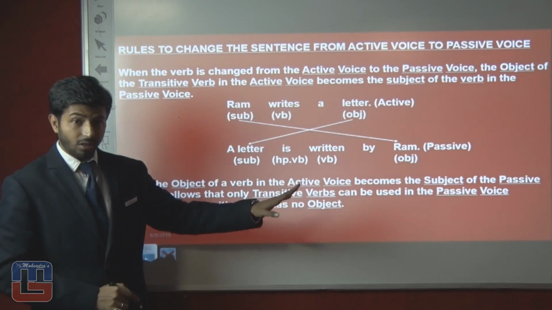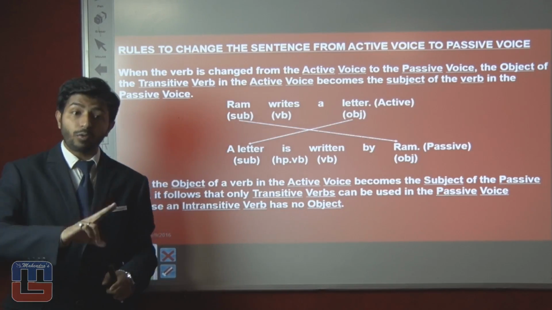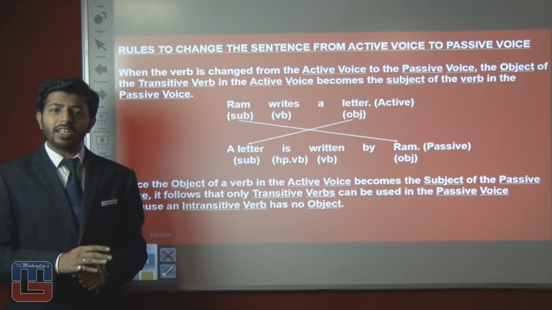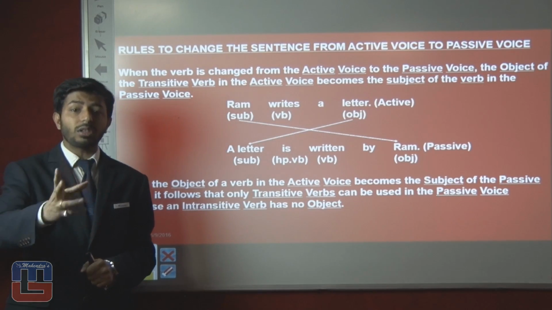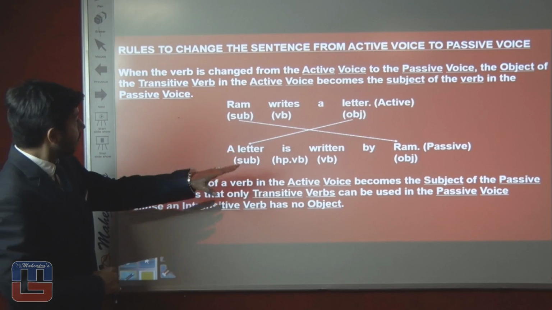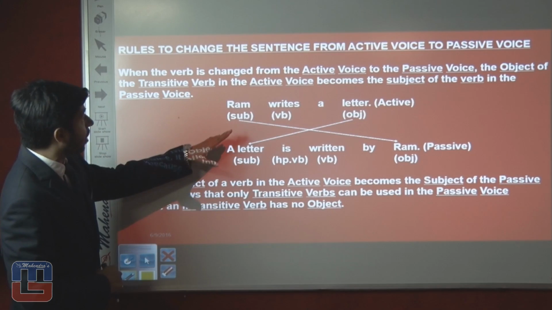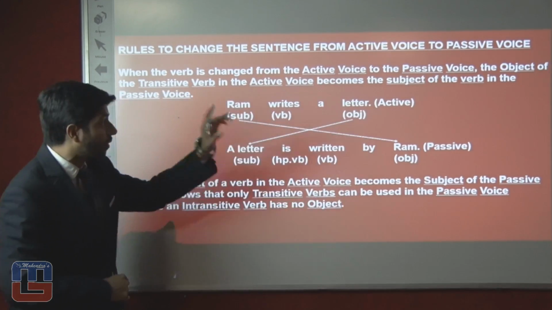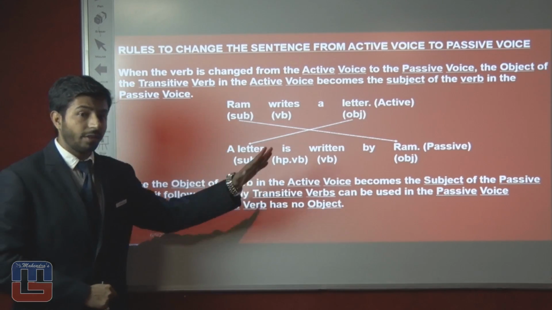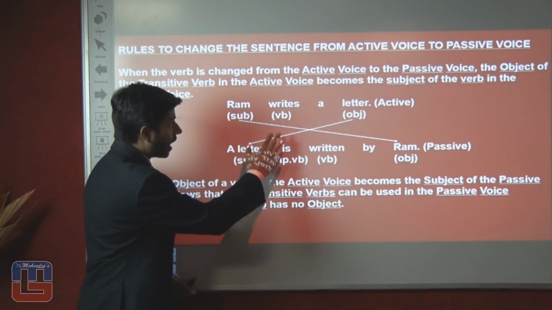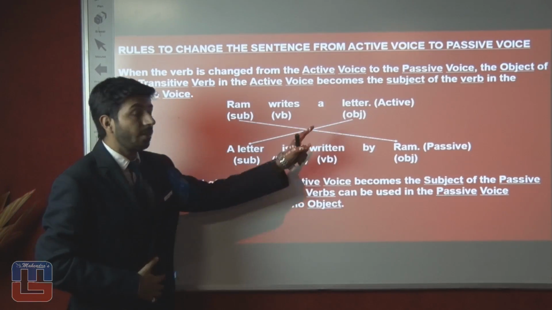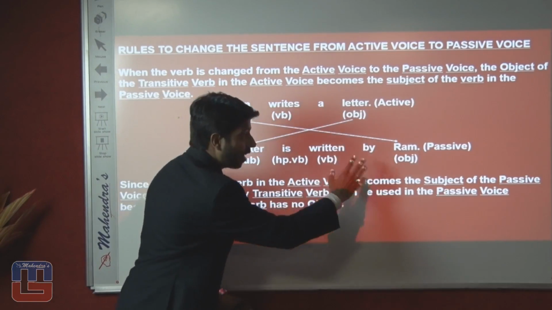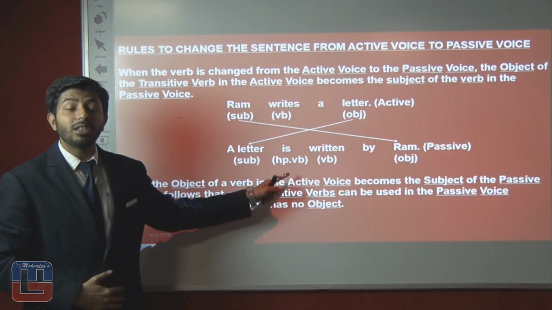Now, rules to change the sentence from active voice to passive voice. When the verb is changed from the active voice to the passive voice, the object of the transitive verb in the active voice becomes the subject of the verb in the passive voice. Just for example, Ram writes a letter. The sentence is given in the active voice. A letter is written by Ram. The sentence is given in passive voice.